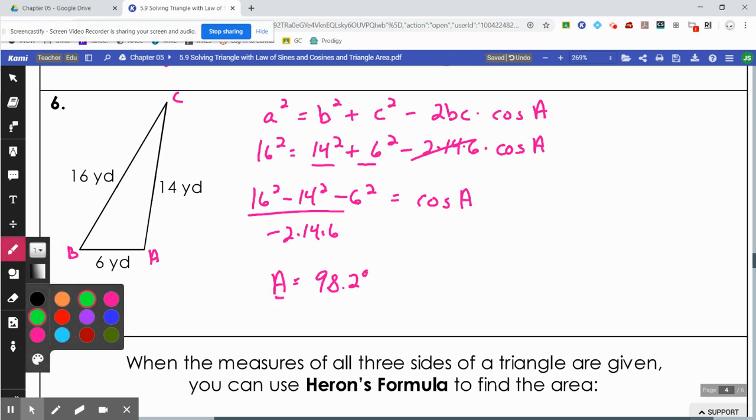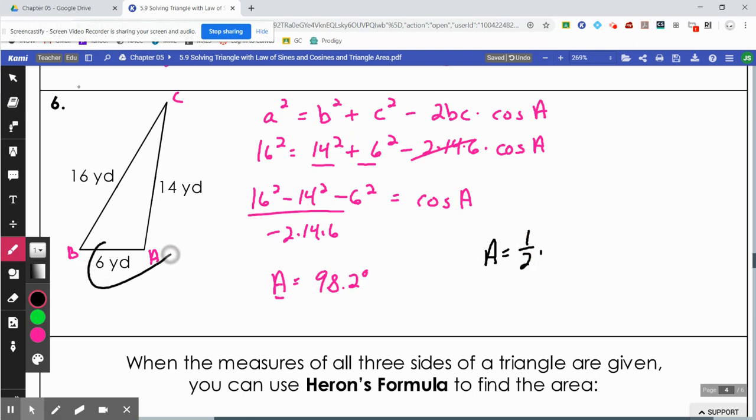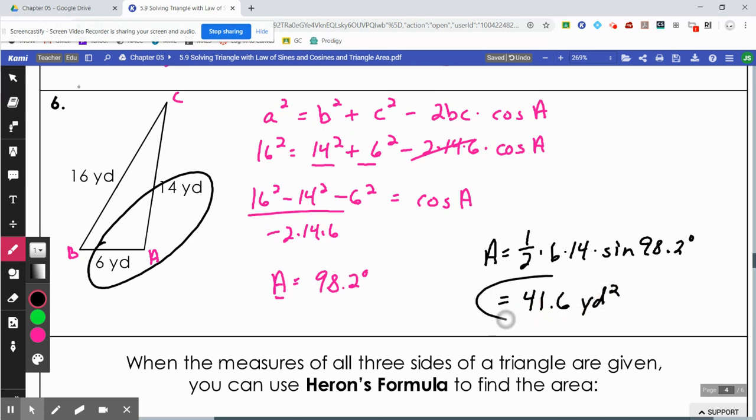So now be careful because that is angle A. Now when I go to find the area over here, this A stands for area. Area is equal to 1/2 times, I do have my side angle side relationship, so it'll be 1/2 times 6 times 14 times the sine of that 98.2, and that's going to give me an area value of 41.6, and that's in square yards.